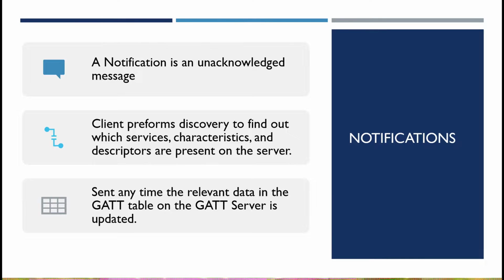Now on to notifications. We use notifications, so we use the app, and when we press the button, we get a notification. To understand how this works, we must remember that a client initially knows nothing in advance about a server's attributes. So it will need to perform discovery to find out which services, characteristics, and descriptors are present in the server. A notification is an unacknowledged message. These notifications are sent anytime the relevant data in the GATT table on the GATT server is updated. To get these notifications, you must subscribe to the data. The way we subscribe is by pressing the button in the app, and we get an update on the terminal.